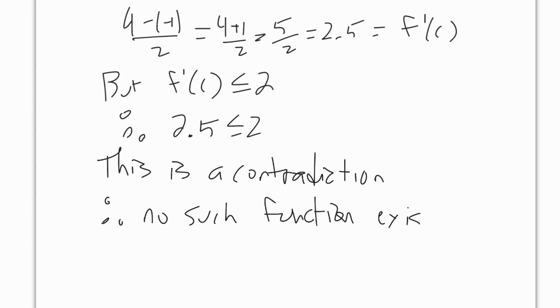It's impossible for a function that meets these criteria to exist, because if it did exist, there would be 2.5 being less than or equal to 2, which is impossible. The number 2.5 is clearly greater than 2. So this is impossible.